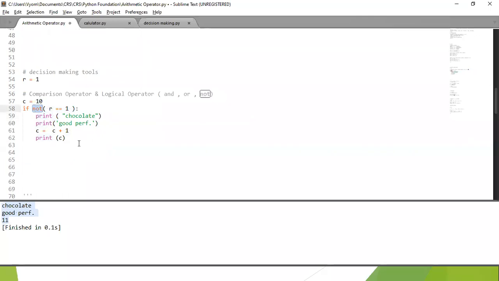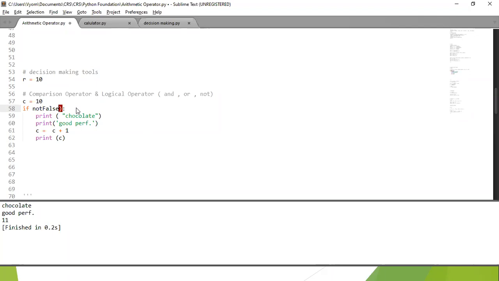Not. So what will be the output? It will be false. Why? Because this is true, and not will convert it and make it false. But let's say if this was 10, then it will get printed. Why? Because this becomes false now. This is false.